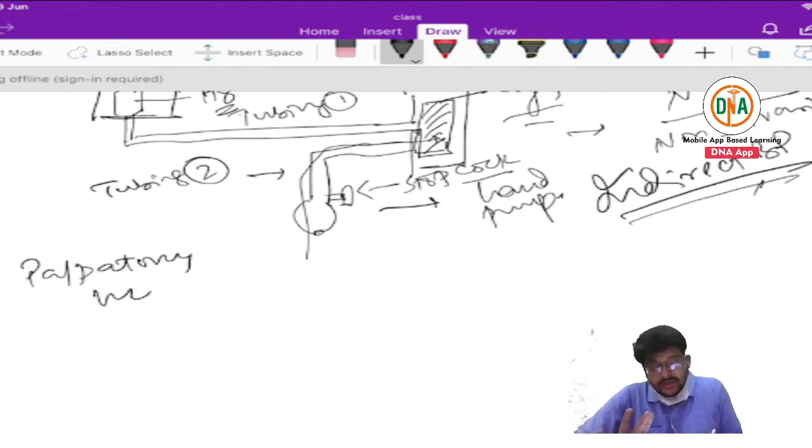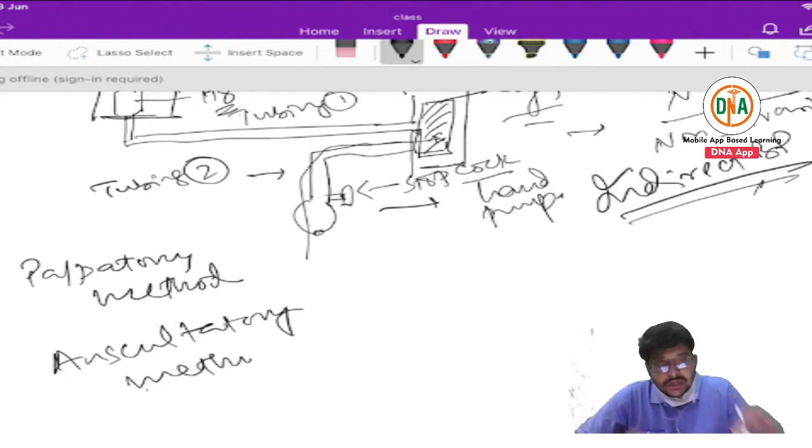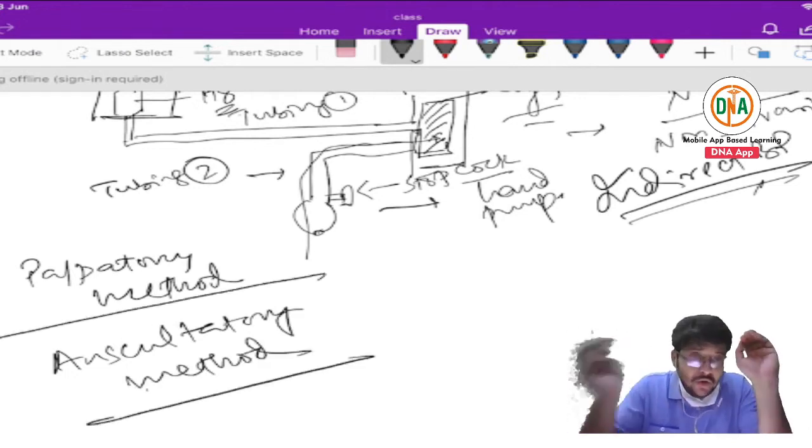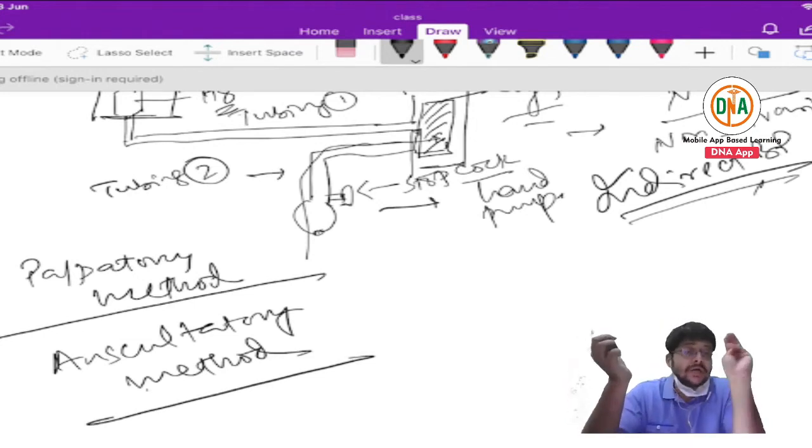One is the palpatory method, the other is the auscultatory method. This one you need to remember. One is the palpatory method, the other is the auscultatory method. What is the palpatory method? Students, most of you know, but at the same time, do what I am preaching right now.